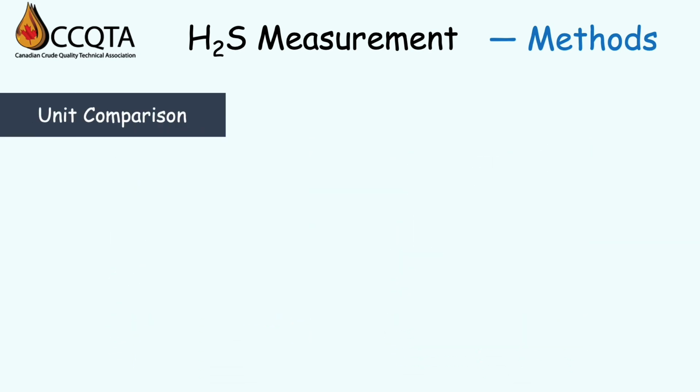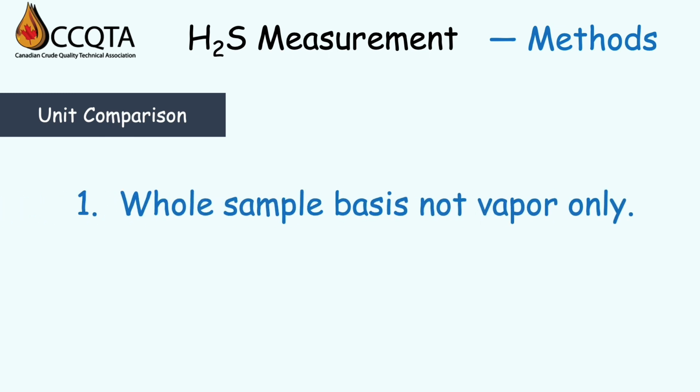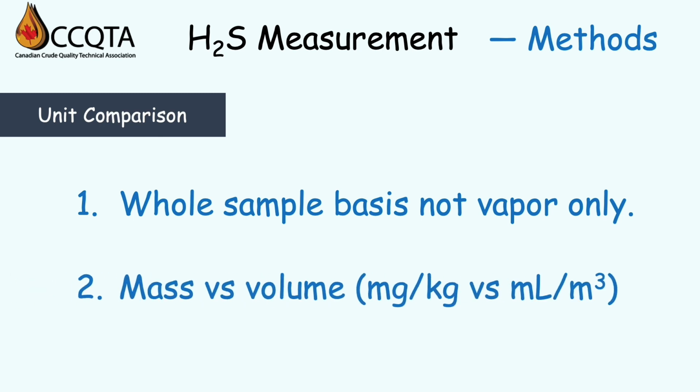Now that we understand how the methods work, let's compare the units the results are reported in. As you may have noticed, ASTM D5623 and UOP 163 report results on the whole crude on a mass basis in milligrams of H2S per kilogram of sample. These results are not comparable to vapor phase results from D5705 for two reasons. First, as I mentioned, D5623 and UOP 163 are reported on a whole sample basis and not the vapor phase like D5705. Secondly, the units of measure are very different and represent different phases entirely.